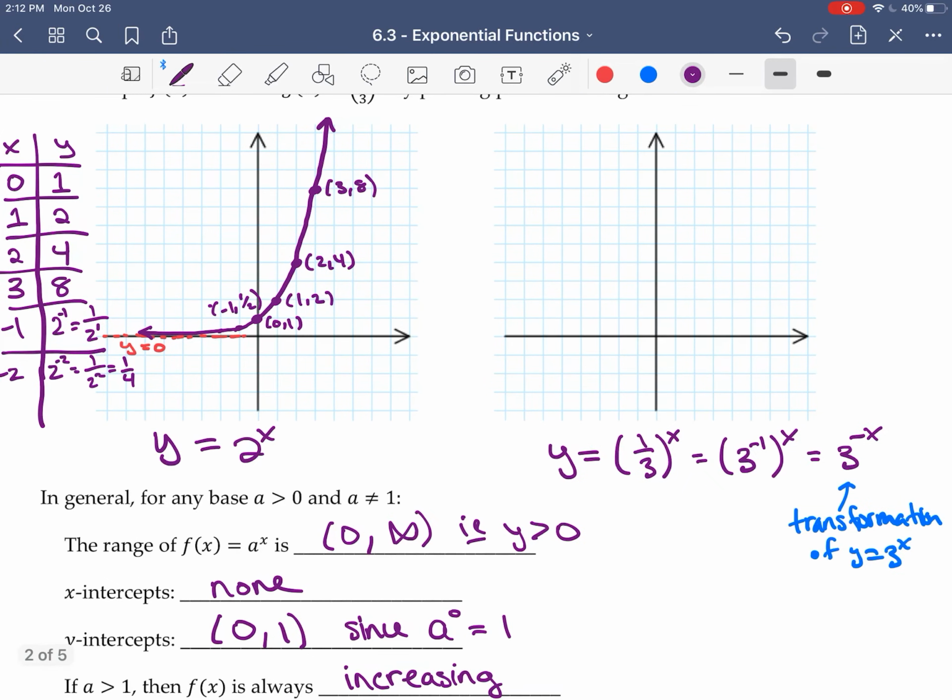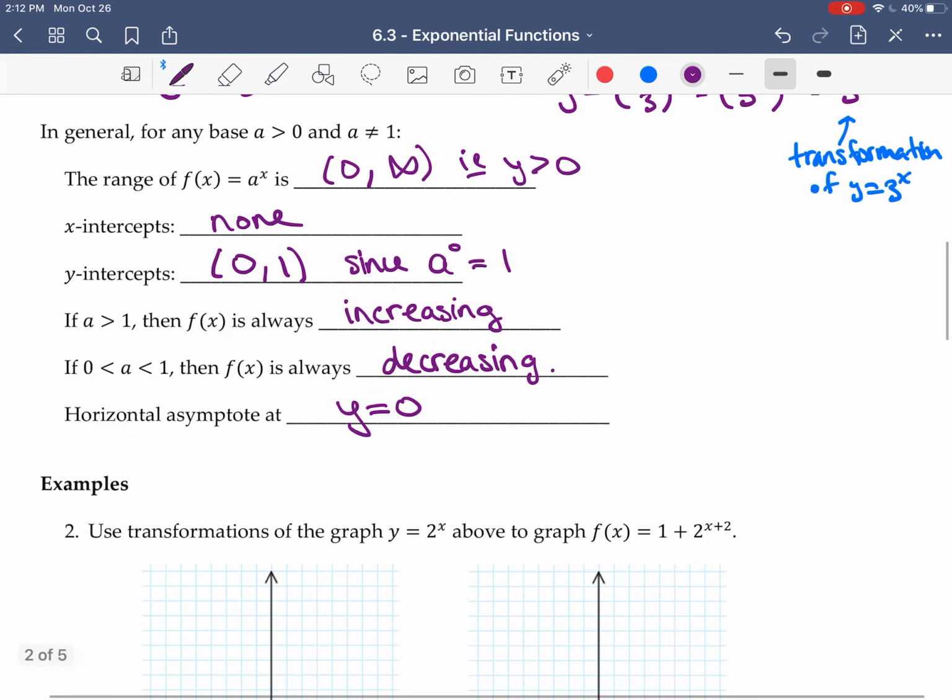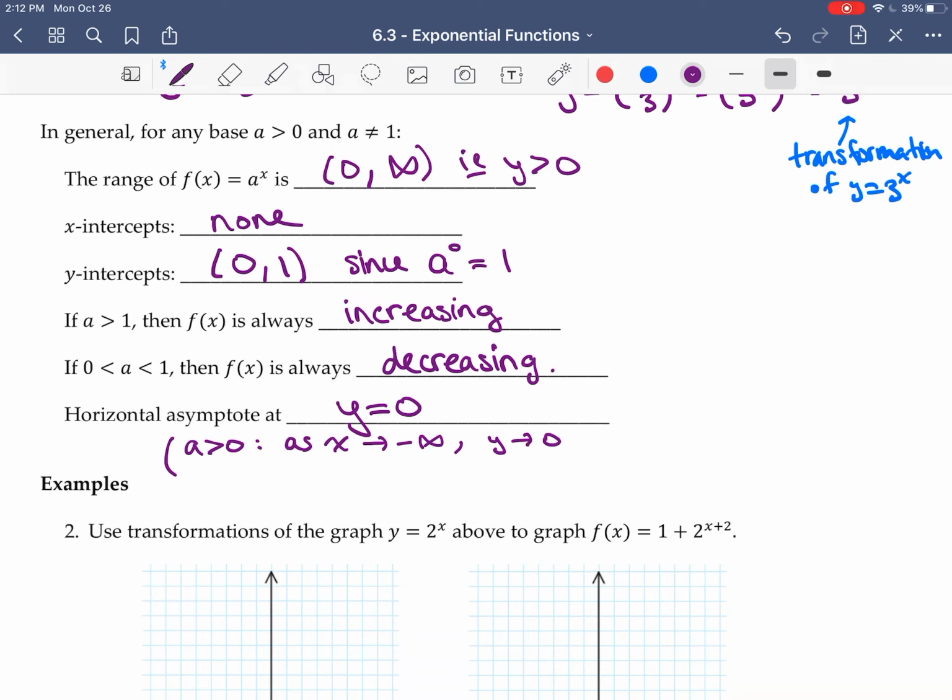Okay, so for when a is bigger than 1, you have as x goes to minus infinity, y goes to 0. Okay, when a, I put 0, but I actually mean 1 there, sorry.